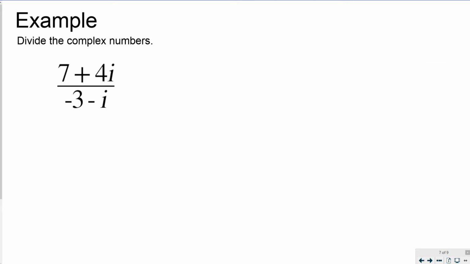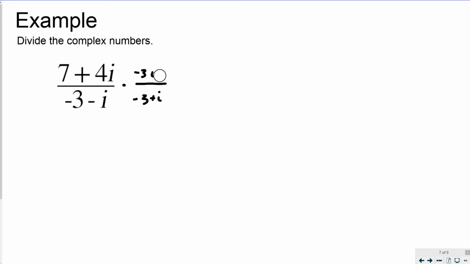Divide the complex numbers again. So another example, this time the numbers on top are a little bigger, and one of the real numbers here is also negative, but the idea is still the same. We're going to multiply by negative 3 plus i. The negative 3 stays the same. I've got to be careful to remember that. It's just the i that changes sign. And we do that for both the top and the bottom.